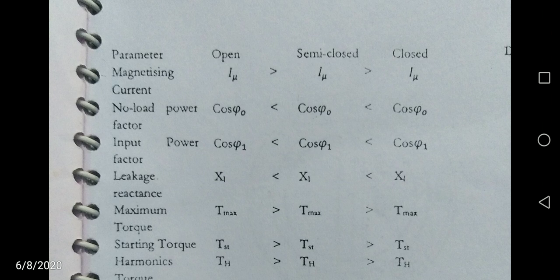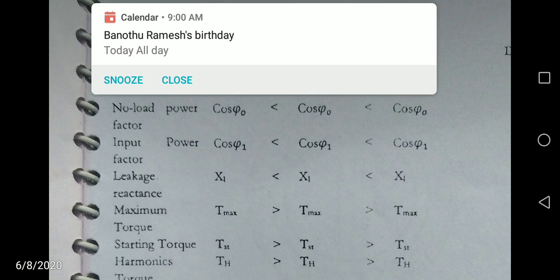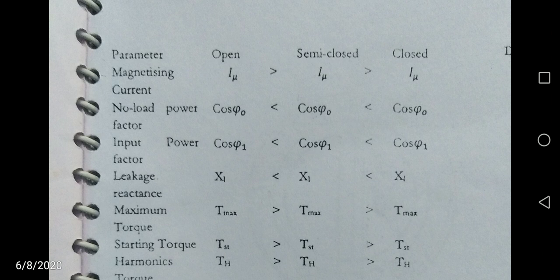The flux which links with only one winding is called leakage flux. And the flux which links with both the windings is called mutual flux. In an open slot, mutual flux is high and leakage flux is less. In closed slot, leakage flux is somewhat more than open slot.